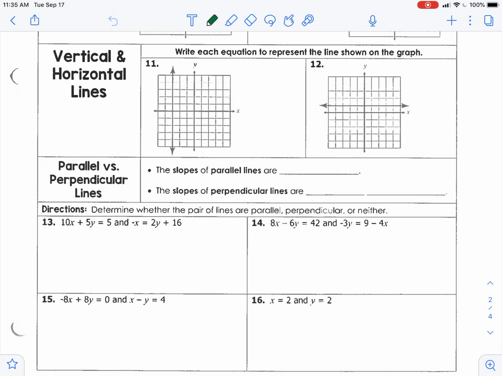Well, hello and welcome to today's video. We're going to continue on with linear equations. We're going to focus on vertical and horizontal lines today, and then when lines are parallel or perpendicular.